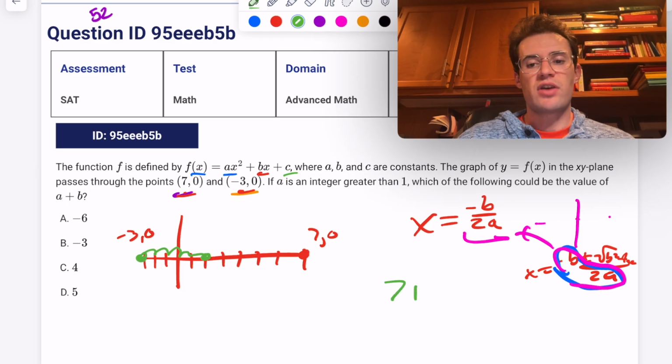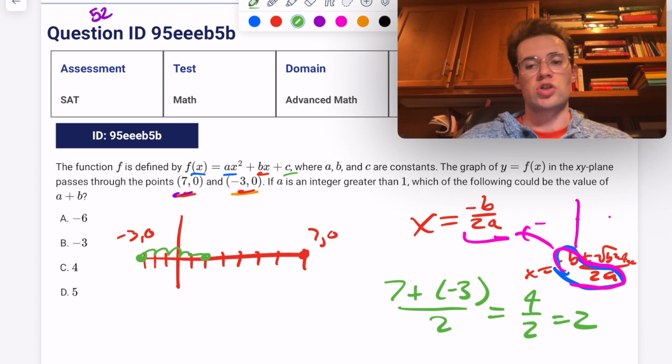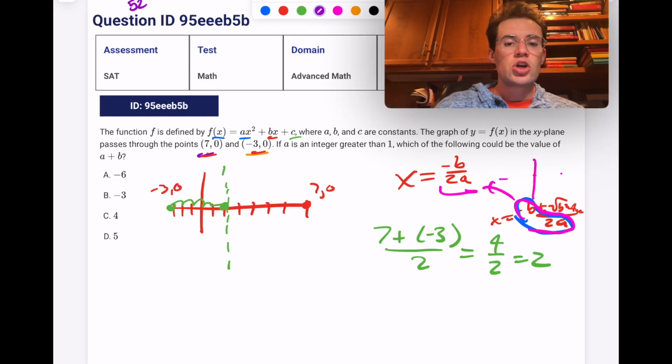Or you could do 7 plus -3 divided by 2. It's the average of the two values. 7 plus -3 is 4. 4 over 2 is equal to 2. All right, so either way, you're getting that 2 is the value of the axis of symmetry. So that means that 2 is equal to negative b over 2a.